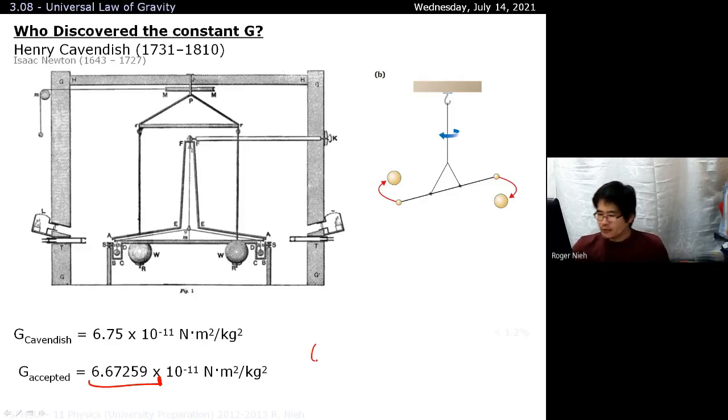For our class, we're fine with just 6.67. That's good enough, all right? 3 sig figs for the most part. We're okay with that.